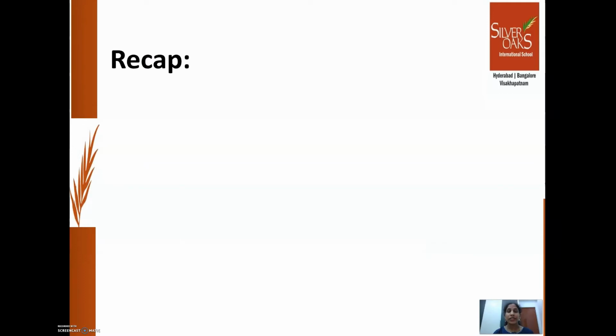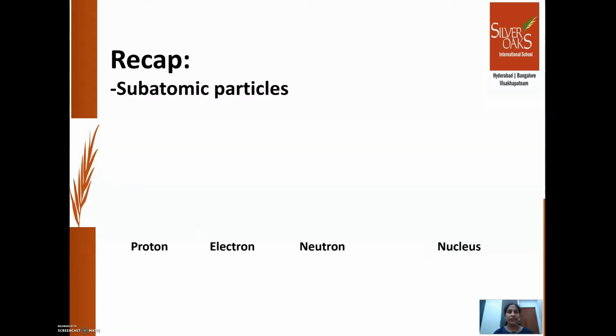Yes, atoms, though tiny, have particles inside them, right? What are those called? You're right. Those are called subatomic particles. Can you name those particles? Okay, so we have proton, electron, neutron, and a nucleus in an atom. Proton, electron, and neutron are called subatomic particles. And we have a nucleus at the center of any atom. This is what we learnt in the last class, right?